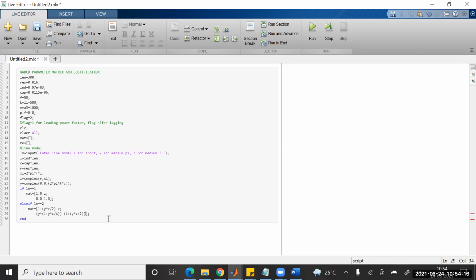This is also done when it equals 2. Now the question comes to else. Now where else, mat equals to this figure. What will be here?